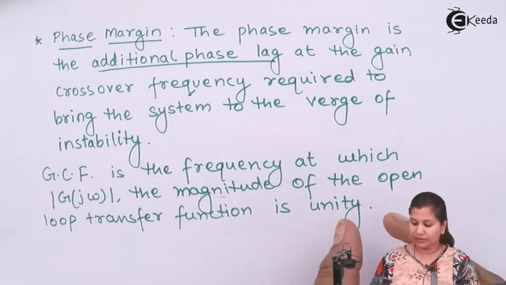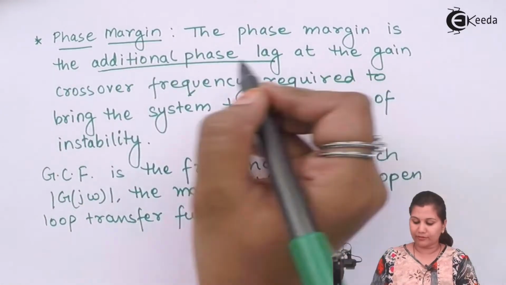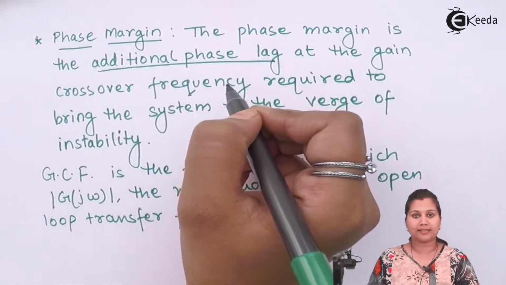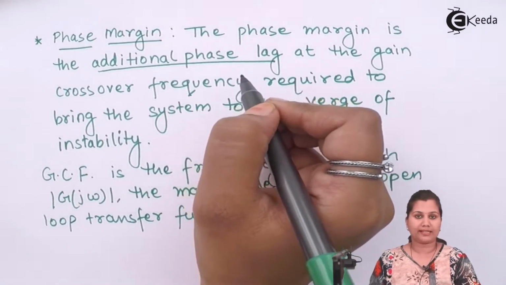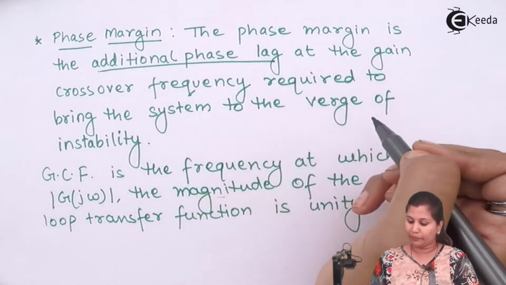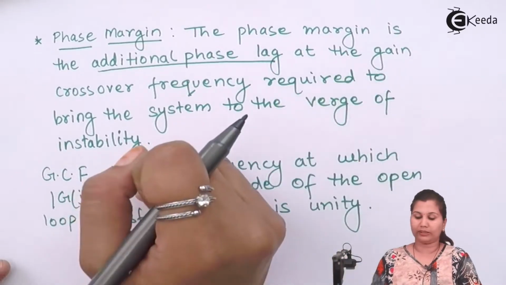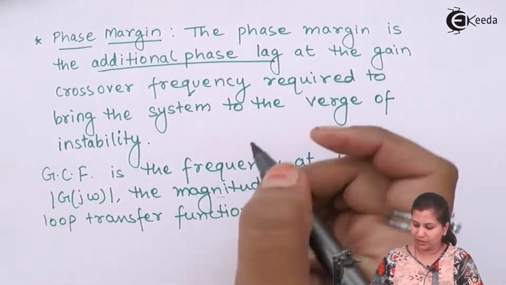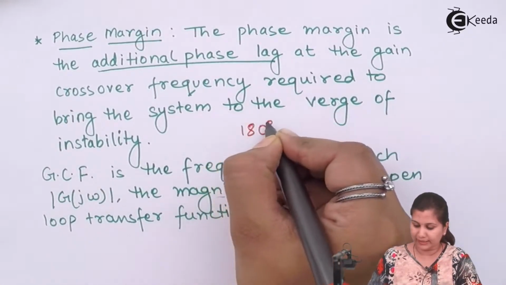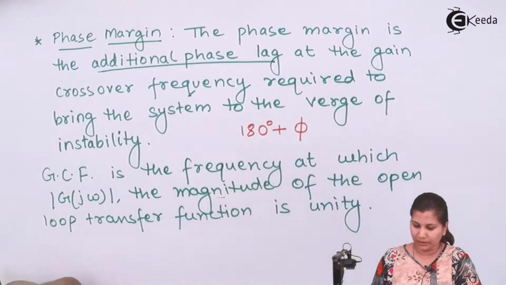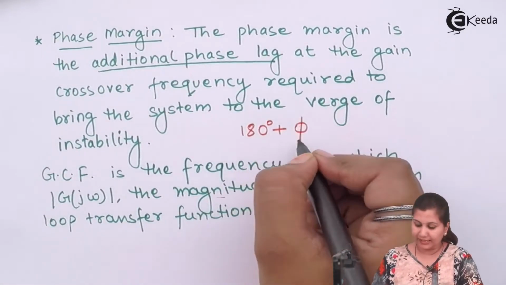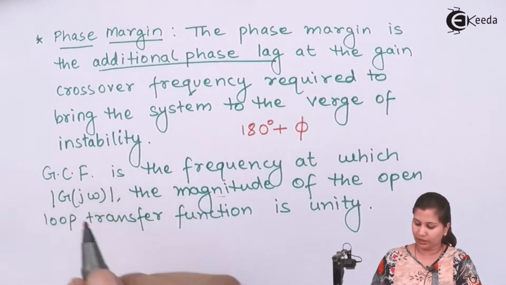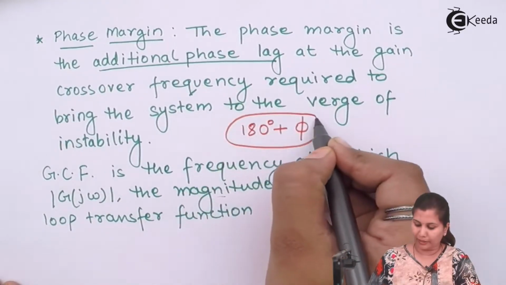And when the magnitude is unity, that is at the gain crossover frequency, the additional phase lag which the system requires to bring it to the verge of instability is called the phase margin. The formula for this phase margin is given by 180 degrees plus phi, and this phi is the phase angle of the system at the gain crossover frequency. So this is the phase margin.